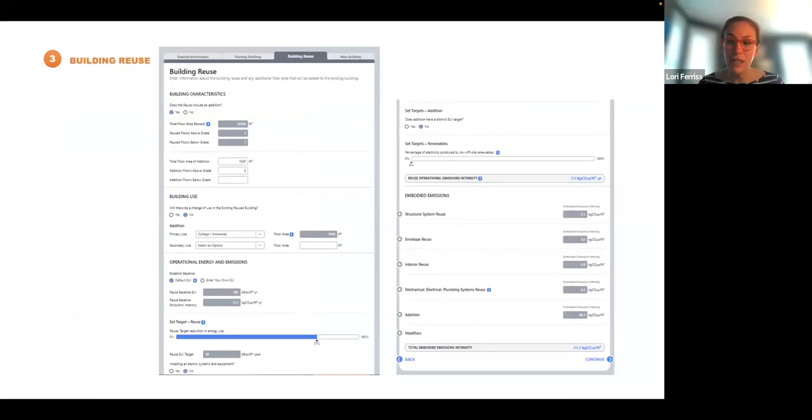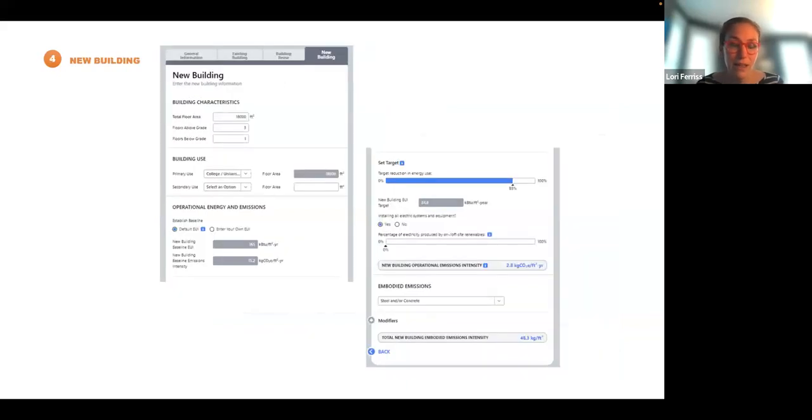Is there an addition? In this case, we did add a small circulation addition as well as a penthouse. So we indicate that added square footage here. There was no change of use, but we were able to, again, achieve those significant energy reductions. And then in the embodied, on the right-hand side here, you can see the embodied carbon values associated with the amount of intervention required for the structural system, the building envelope, the all new building interiors, and our high-performance MEP systems. Next slide. And then lastly, we input information about the new building.